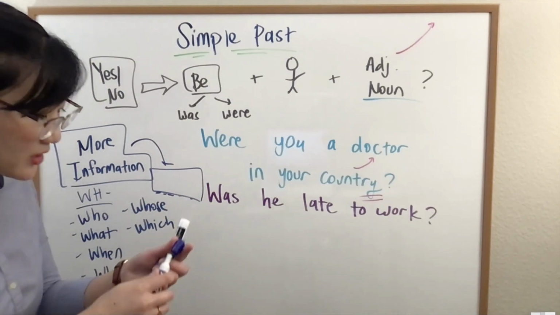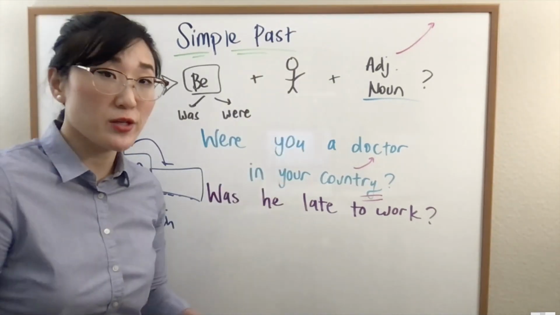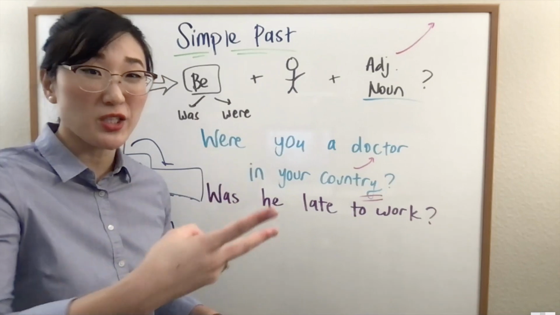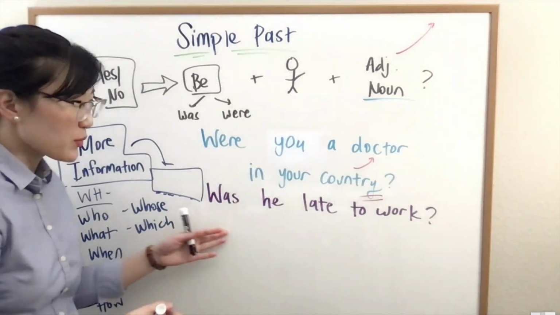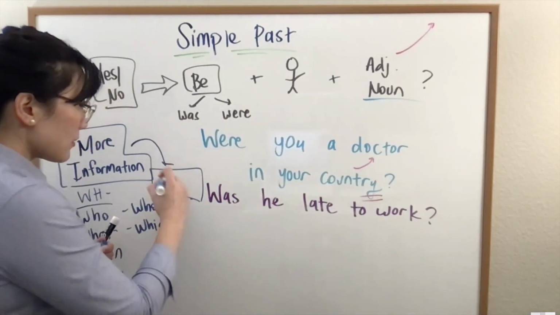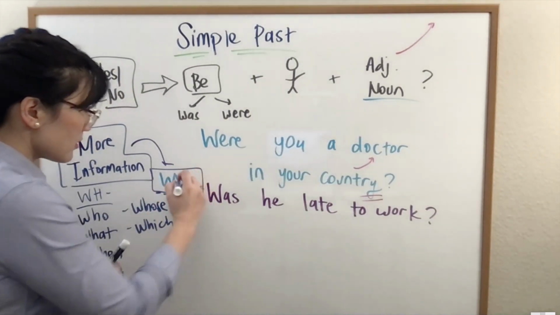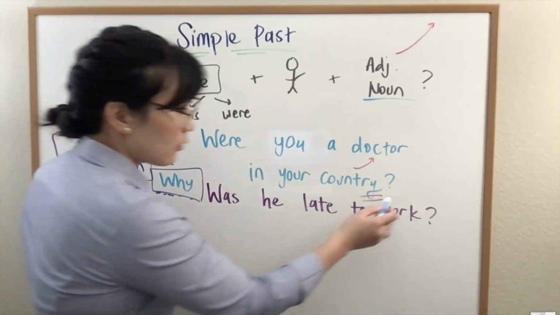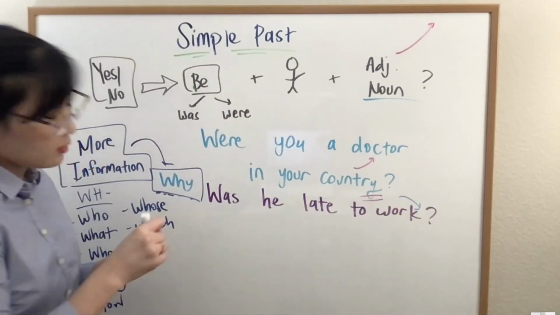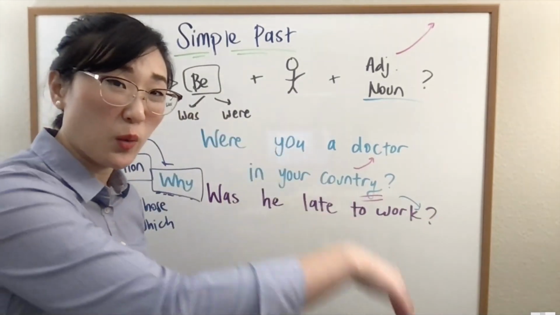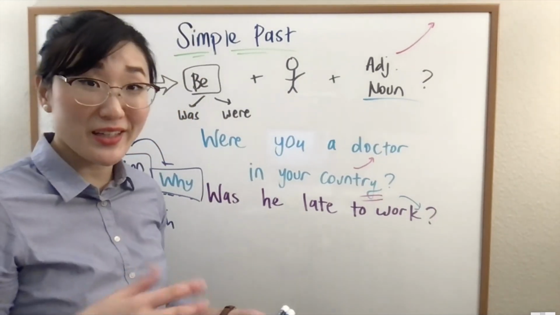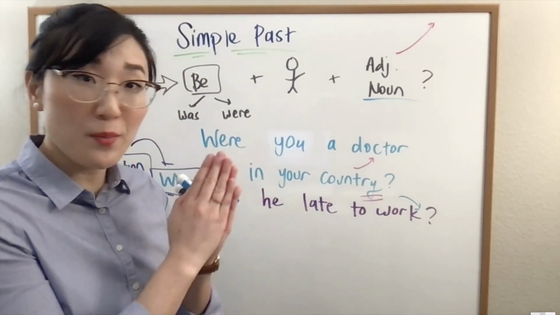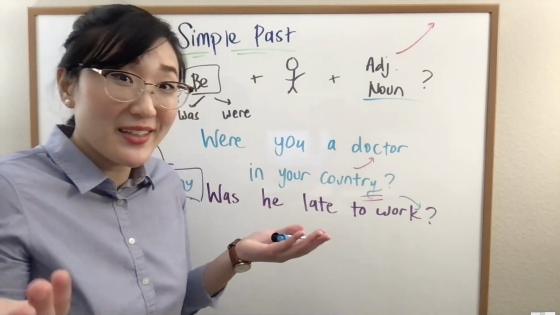So was he late to work? That's my yes or no question. And now I want to change it to a more information question. My boss, was he late to work? Maybe why? So more information questions now will go down. Why was he late to work? When was he late to work? How was he late to work? He woke up early. How was he late?